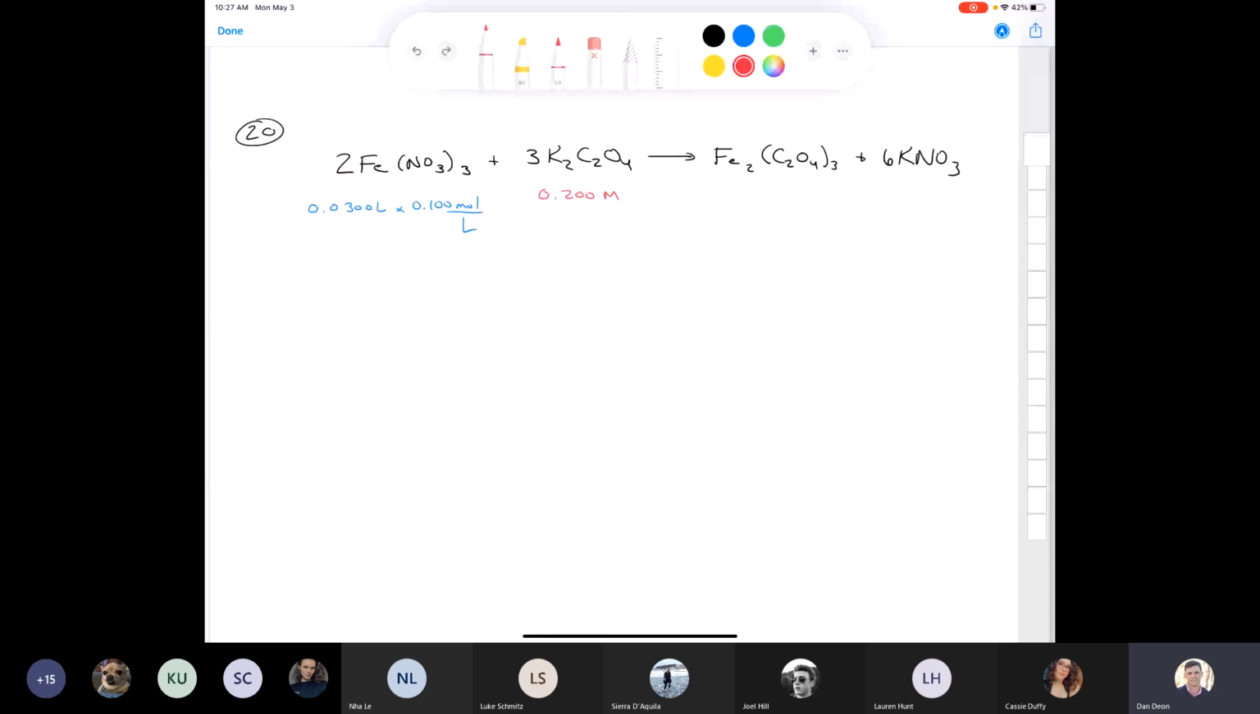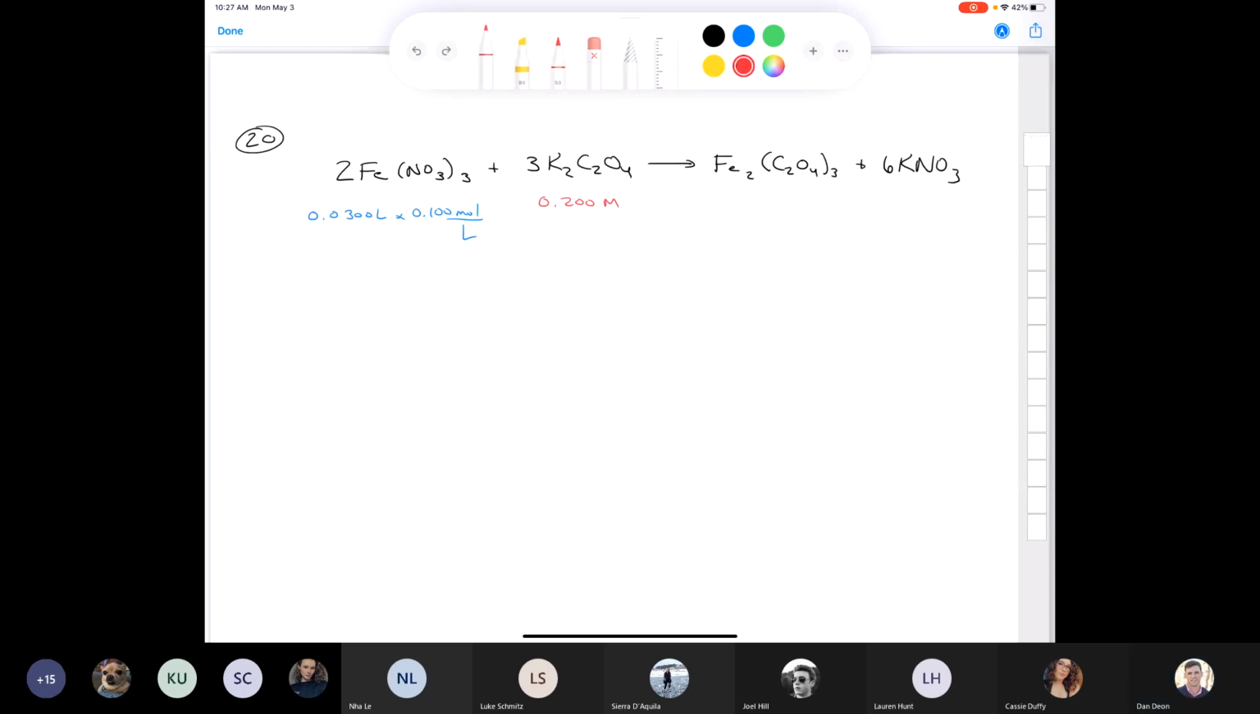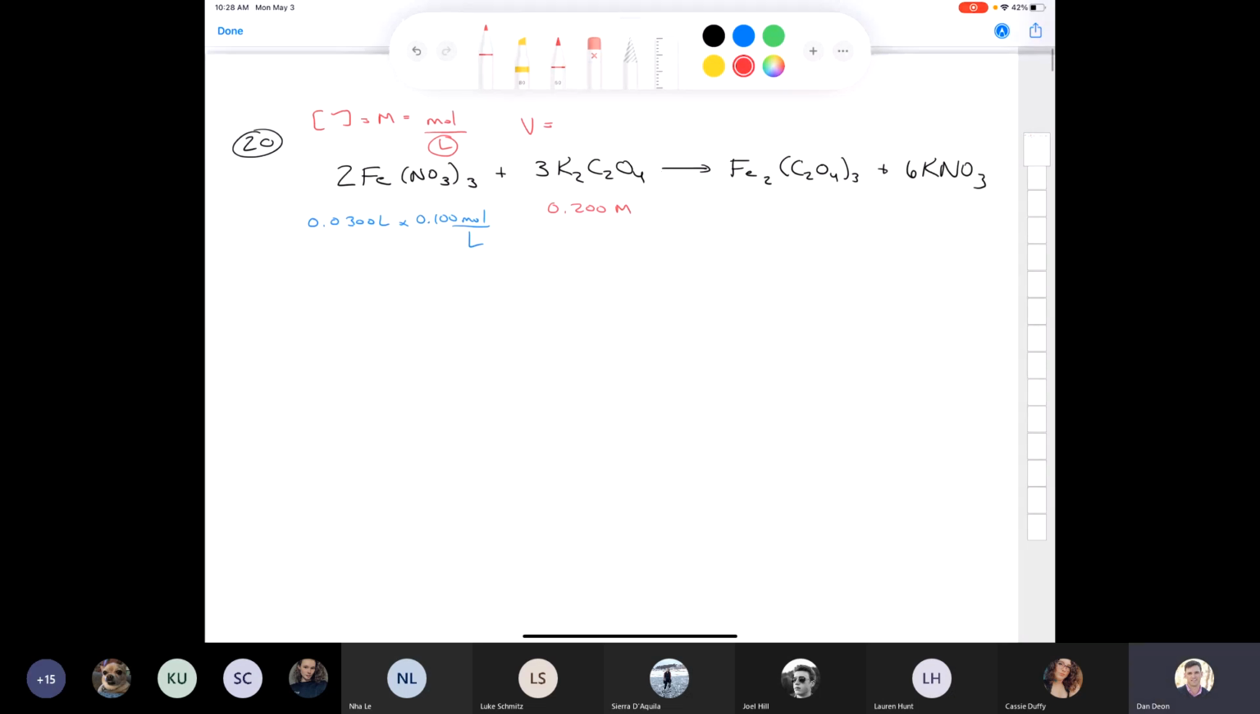So we need to figure out the number of moles of potassium oxalate, right? Because if we have concentration, molarity, which is equal to the number of moles divided by the number of liters, we can figure out the number of liters. We can say the volume is going to be equal to the number of moles divided by the concentration, like that. Okay, and that's going to be the last thing that we'll do. But right now, we need to figure out the number of moles of K2C2O4, potassium oxalate.